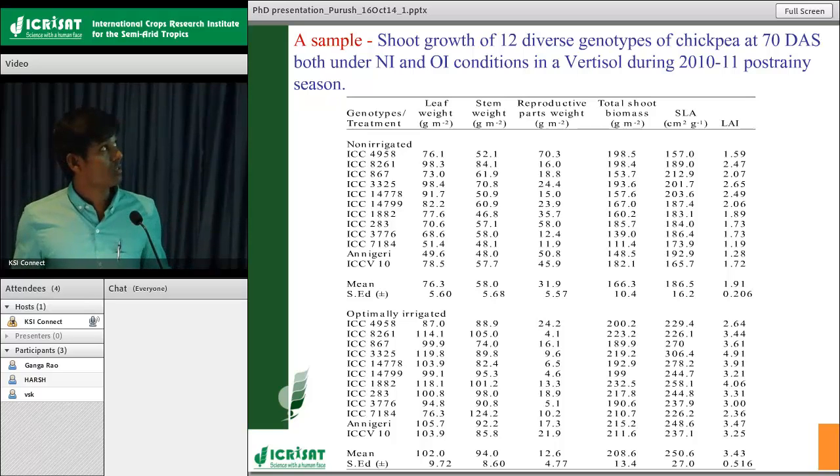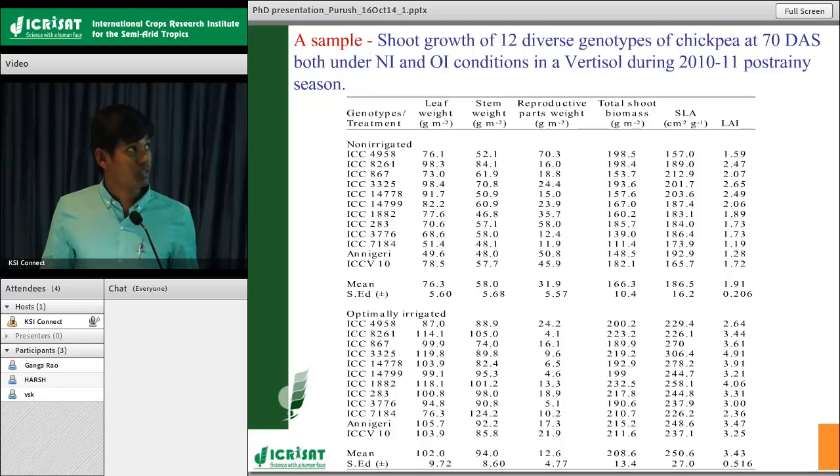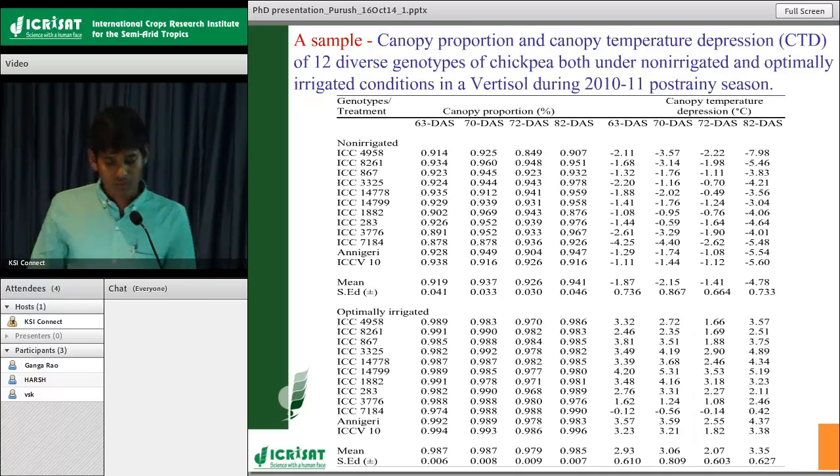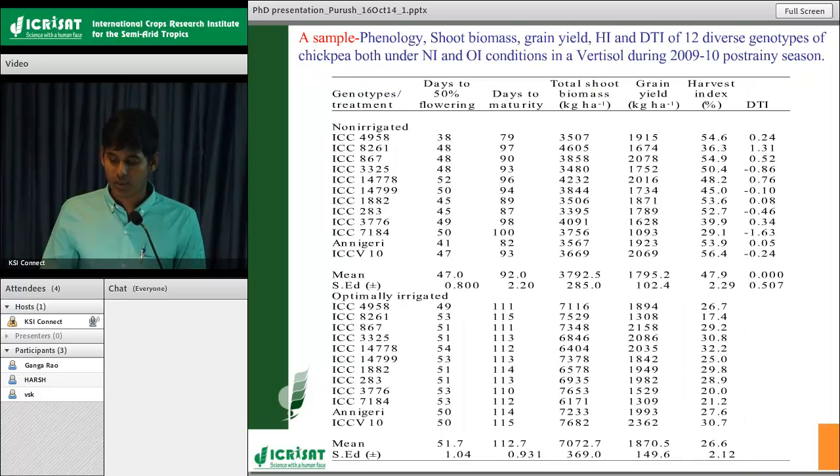The canopy proportion is calculated as the ratio of canopy area to ground level area. The canopy temperature depression is the difference between the air temperature and the canopy temperature. Likewise, we have the phenology, shoot biomass, grain yield, harvest index and drought tolerance index for the 12 diverse genotypes.